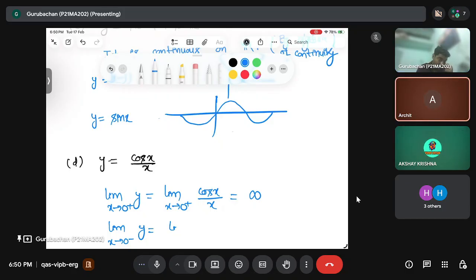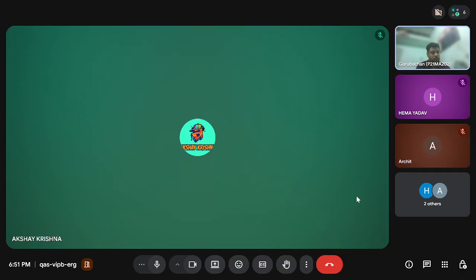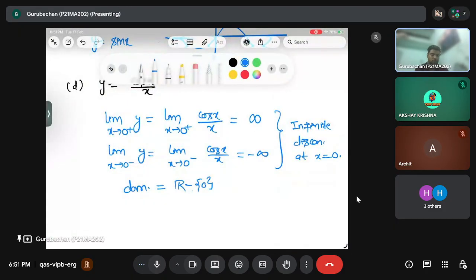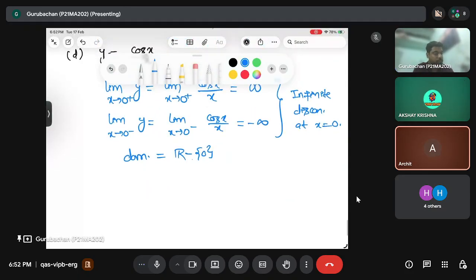So the screen is not visible. Sir, network issue. Wait. Now it is visible. Yes, sir. Okay.